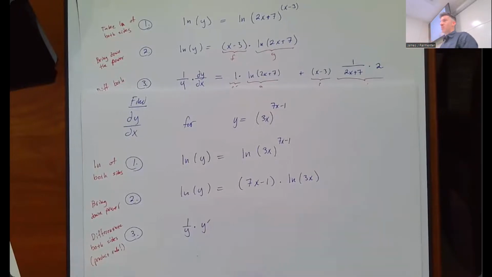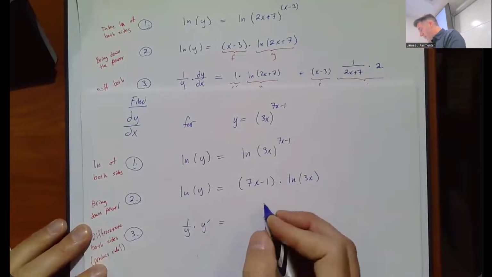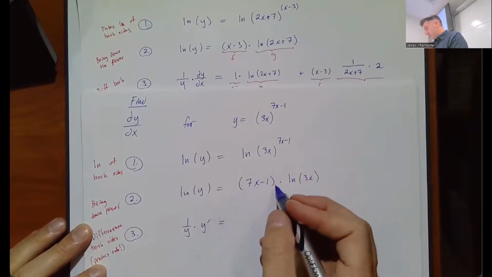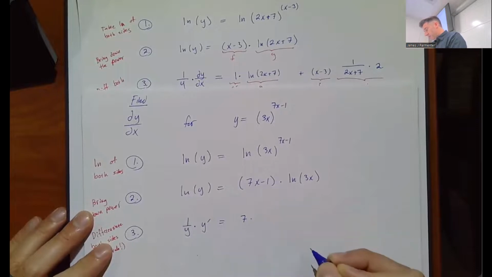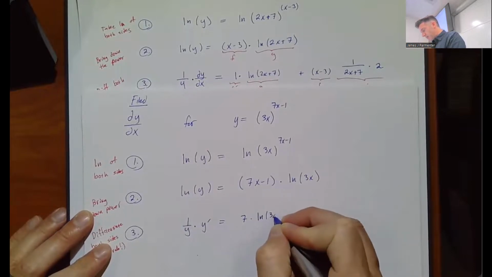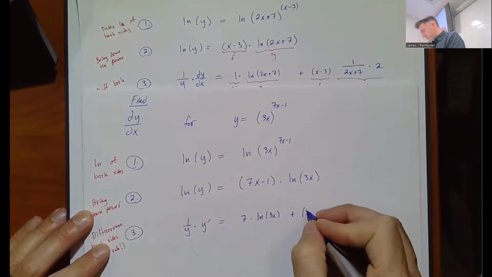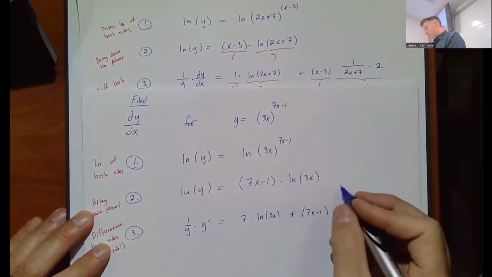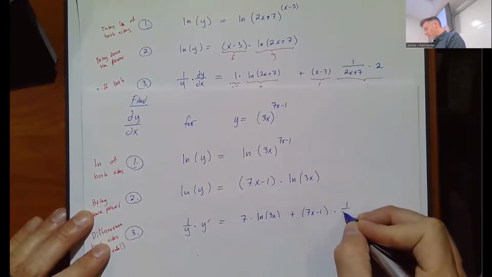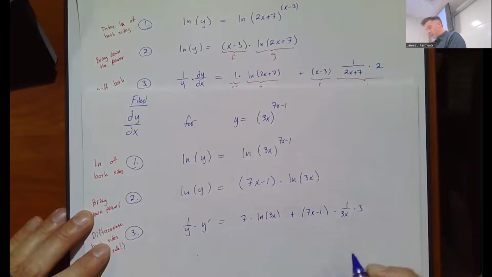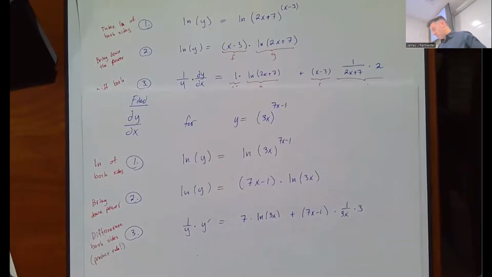I like writing y prime just because it's less to write, but dy/dx is totally fine. Okay, anyway. And then product rule over here. So the derivative of 7x minus 1 is just 7 times the natural log of 3x, plus leave the 7x minus 1 alone. And the derivative of the natural log of 3x is 1 over 3x times 3. And those 3's can and should cancel.